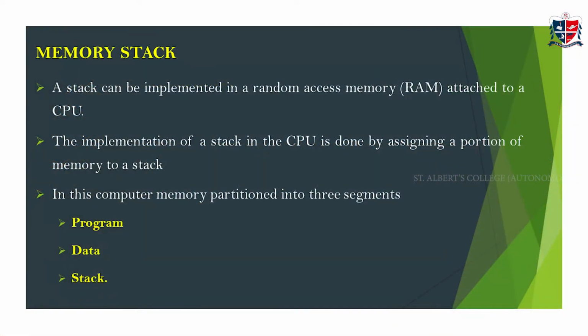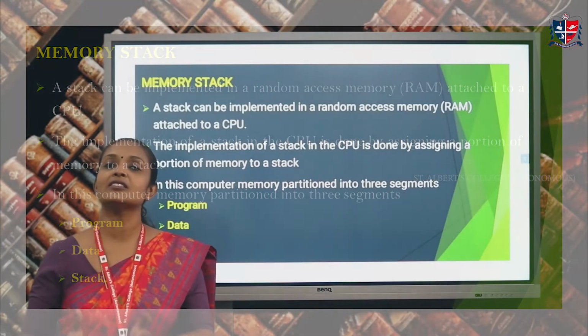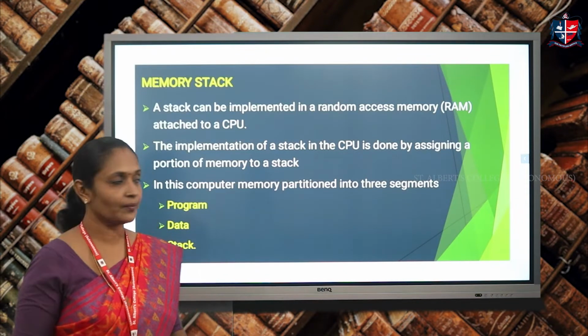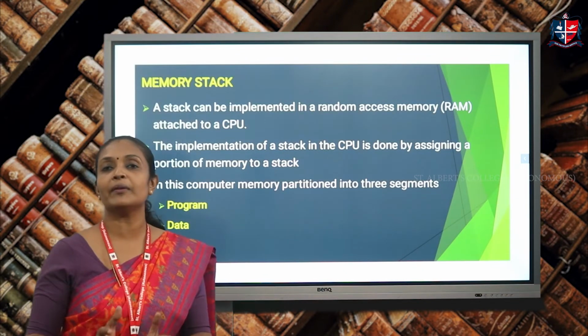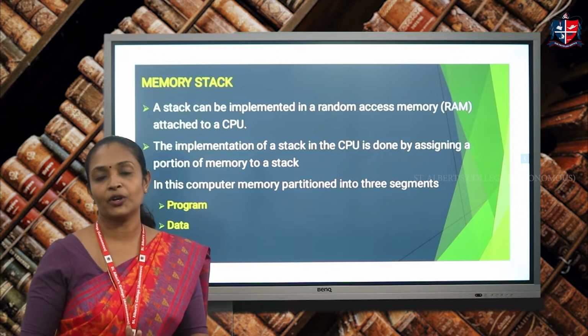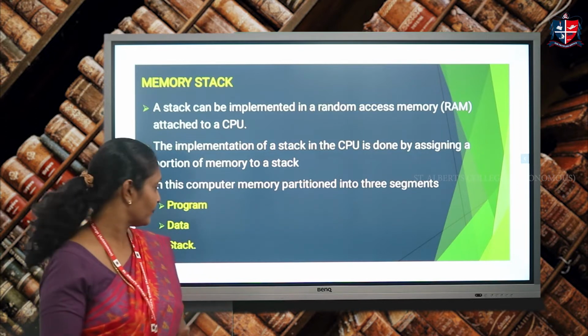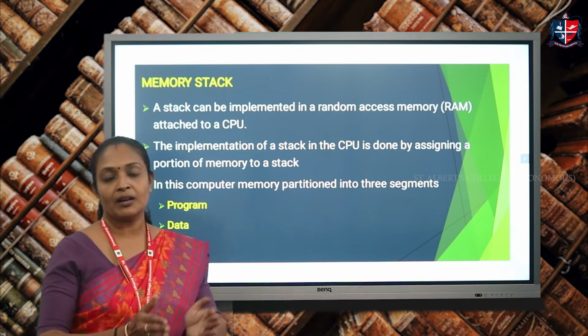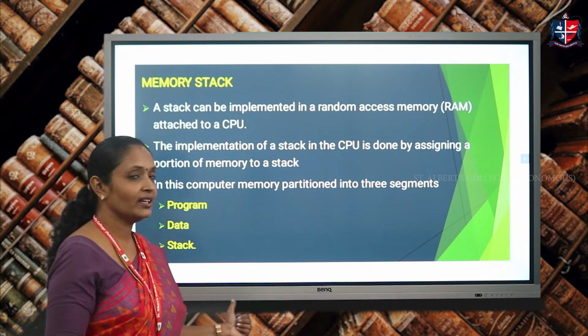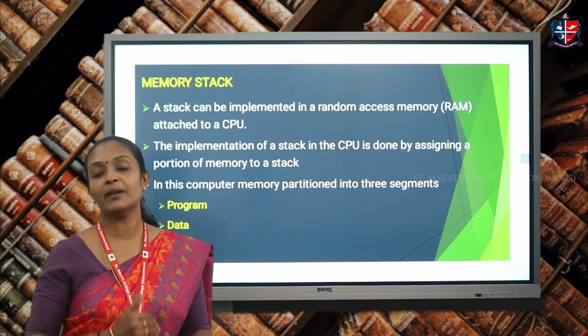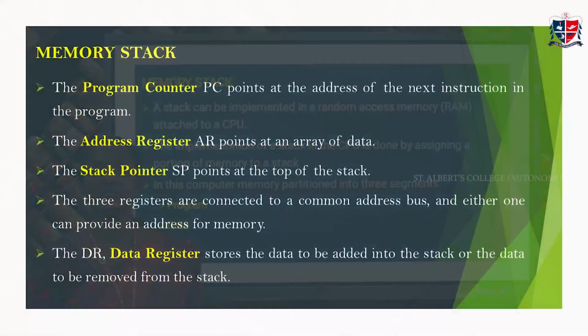So here in this computer, the memory is partitioned into three segments. The first one is the program. Program means the instructions. That is, one area of the memory is allocated for the instructions. Another area of the memory is allocated for the data, or we can say the operands. And another part is allocated for the stack. In this way, the memory can be arranged in the form of a stack.